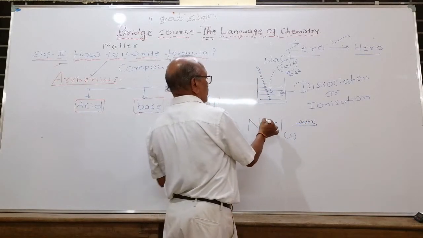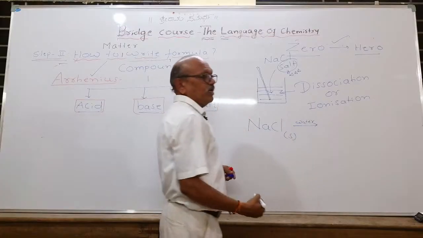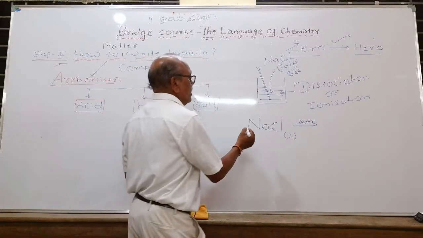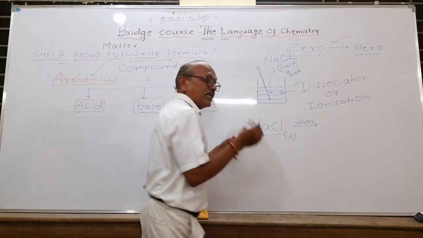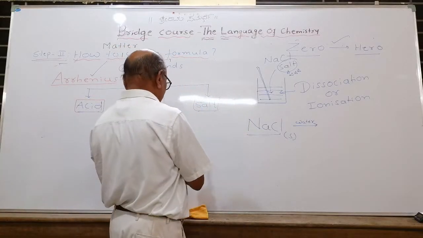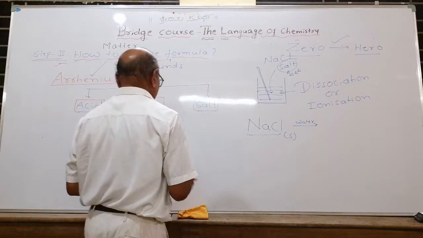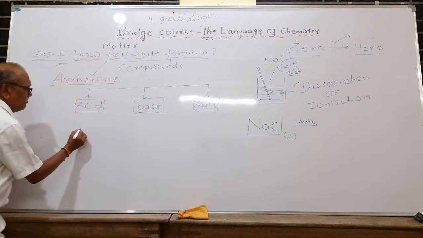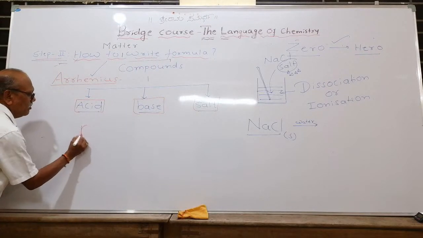There will be a bond in sodium chloride. Remember, sodium chloride and most of the salts will have another type of bond. That bond is called an ionic bond. There are two types of bonds, right? Therefore I will define chemical bond for you.